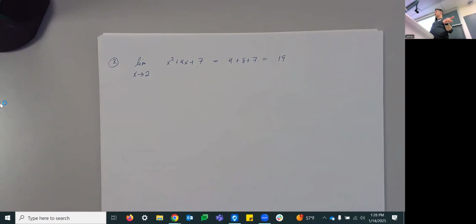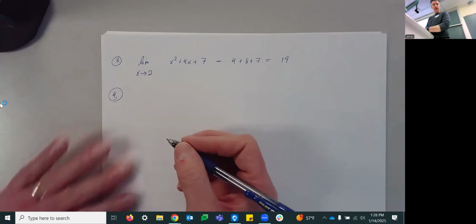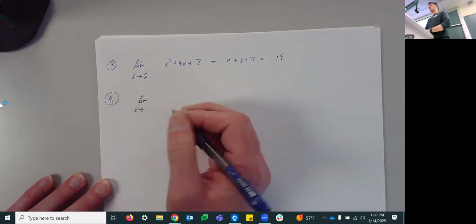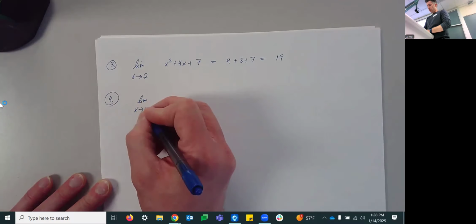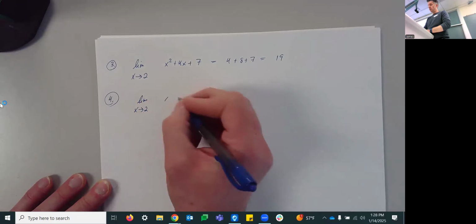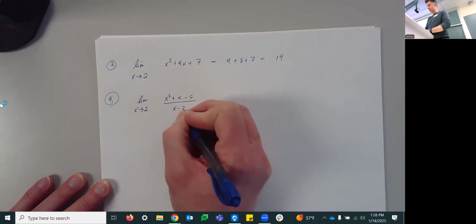That's not always going to be the case. There are plenty of functions where the function is actually completely undefined at the value x is approaching. For example, I don't love that example. I'll pick a different example. The limit as x approaches 2 of x squared plus x minus 6 over x minus 2.